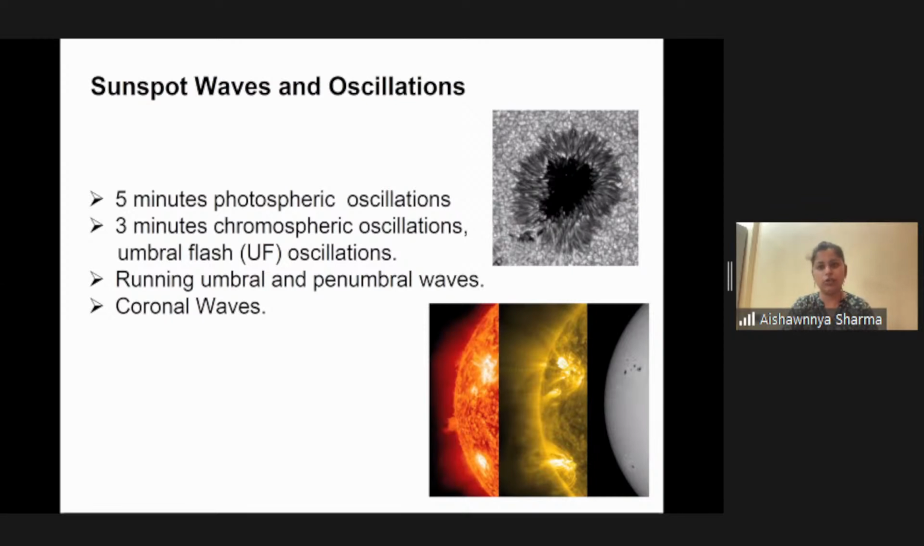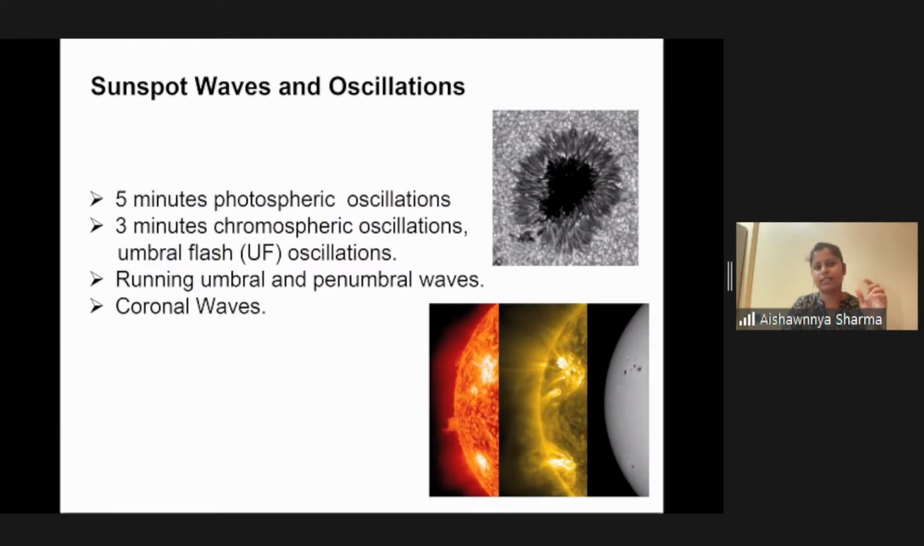If we study those sunspots in the photosphere, generally we can see some oscillations which have a period of around 5 minutes. Then as we go up and reach the chromosphere, the oscillations associated with the chromospheric sunspot become a period of 3 minutes. And again, there are some waves in the chromosphere also. So the velocity of those waves are again different from the photospheric counterpart.